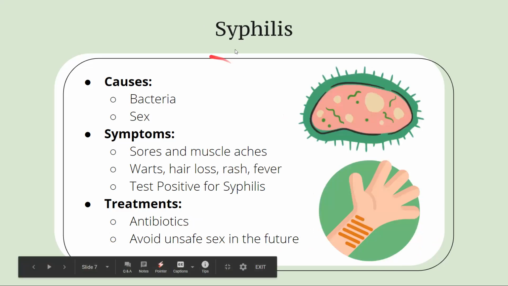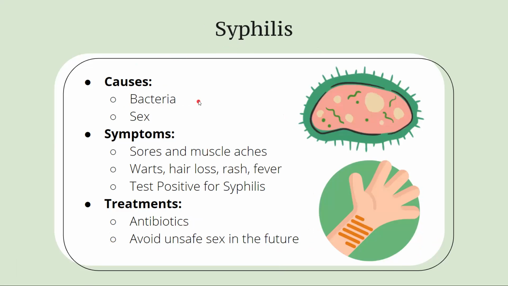And lastly, we have syphilis, which is another STD, but this time this STD is bacterial. It's not caused by a virus, it's caused by a bacteria. And this bacteria is transmitted and spread through sex as well, which is why it's an STD. So some common symptoms of syphilis are just like the last one we talked about. We have sores and muscle aches, warts, and rashes.